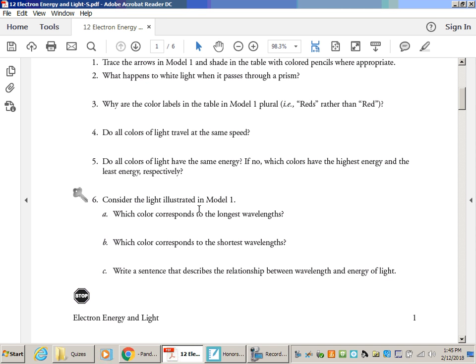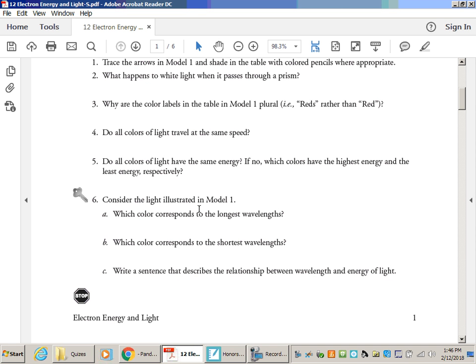Alyssa, what do you think about the speed at which they travel? Yeah, they're all the same. All the same. What's that speed? 3.00 times 10 to the 8th meters per second, the speed of light. All light travels at that speed. It's just some of them have different wavelengths.